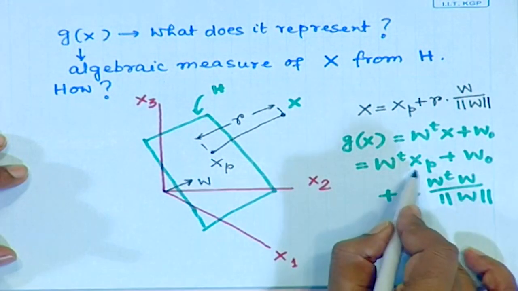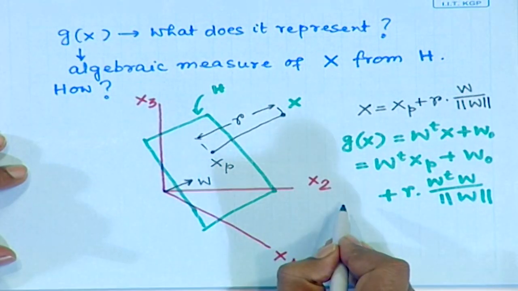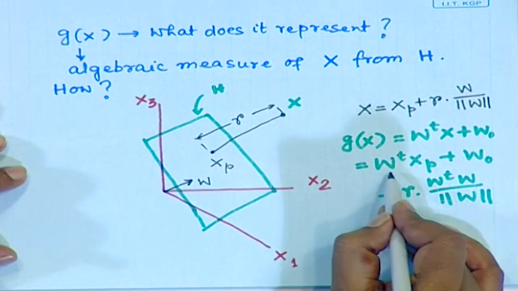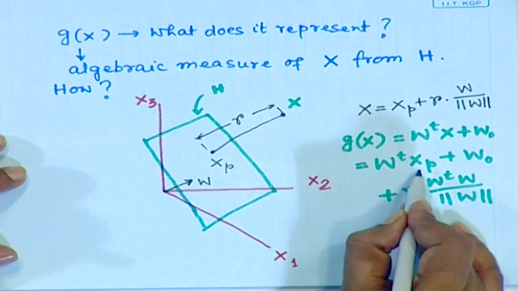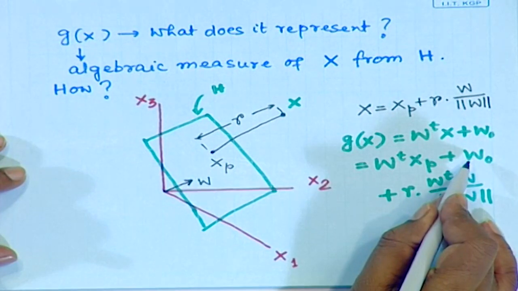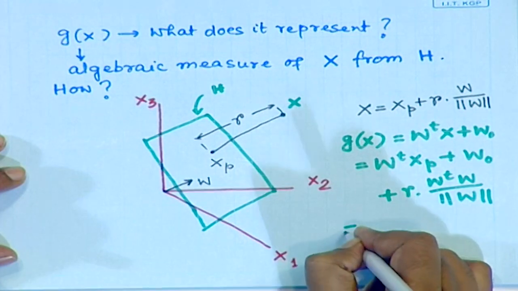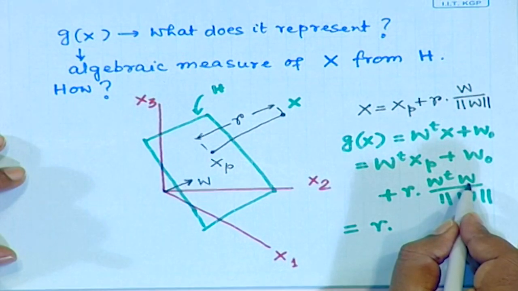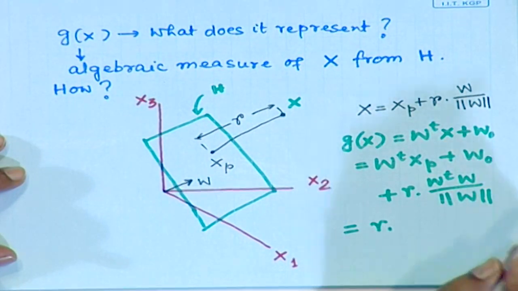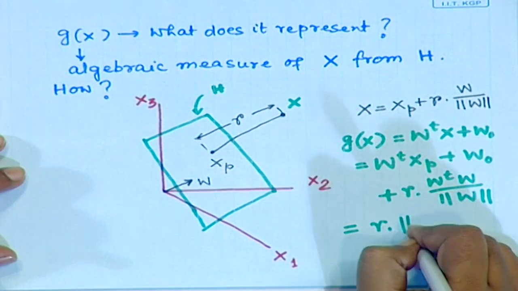Now, out of this, the point x p, which is the foot of the perpendicular from x onto the hyperplane, lies on the decision surface. So, w transpose x p plus w naught, because x p is on the hypersurface, will be equal to 0, because it is on the decision surface. So, what I get is simply r into w transpose w, and what is w transpose w? This is nothing but mod of w square. So, what I simply get is r into mod of w.